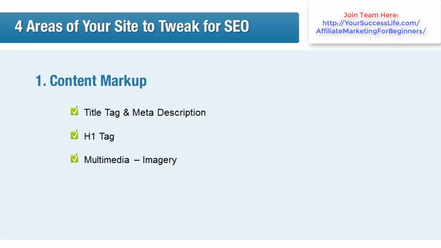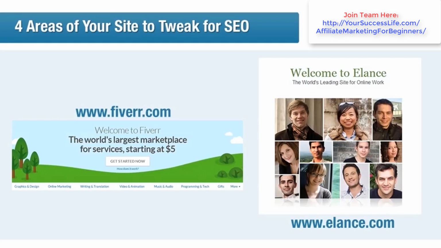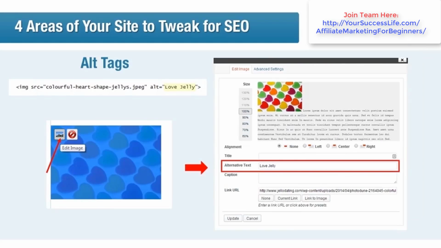Now, you can either design an image, take photos to go with your content, or you can hire someone from the likes of Fiverr or Elance to create images for you at a cost you can manage. Now, when you do add these images, you need to make sure you're using alt tags.